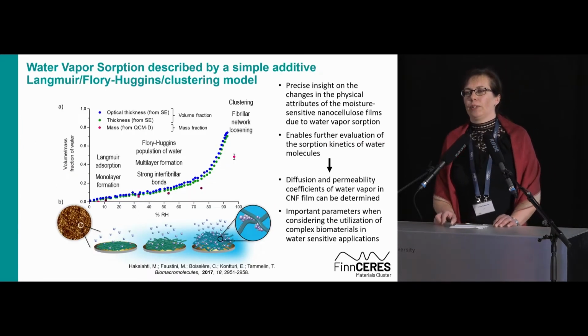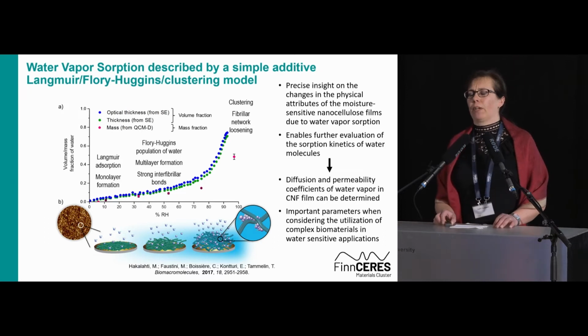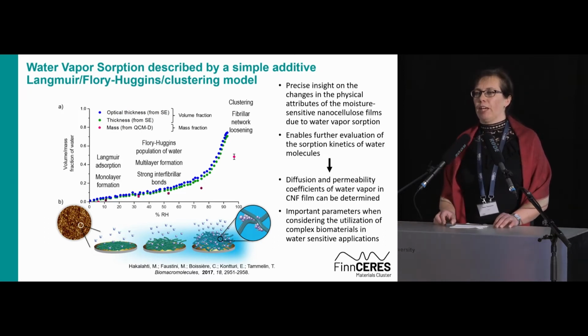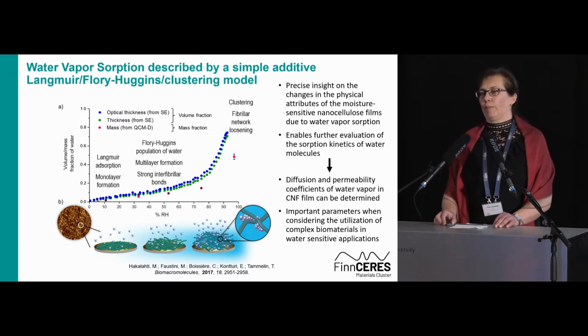And going towards a little bit more complex system, we looked at the vapor sorption of cellulose nanofibrils, and again, combining these two optical and mass detection methods, we were actually able to gain precise insight on the changes in physical attributes.